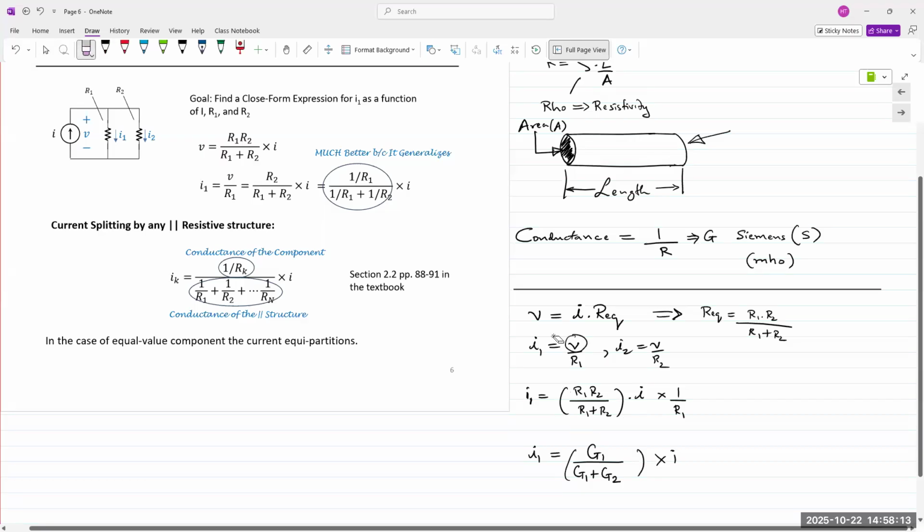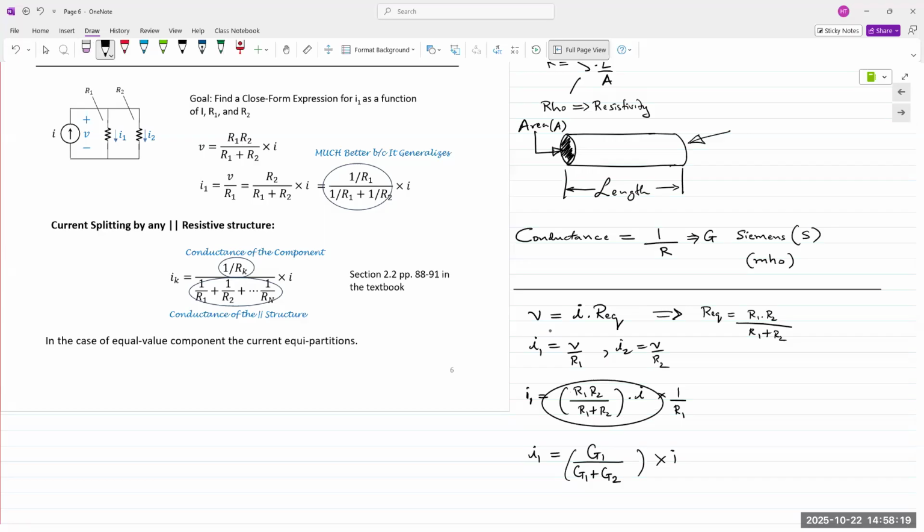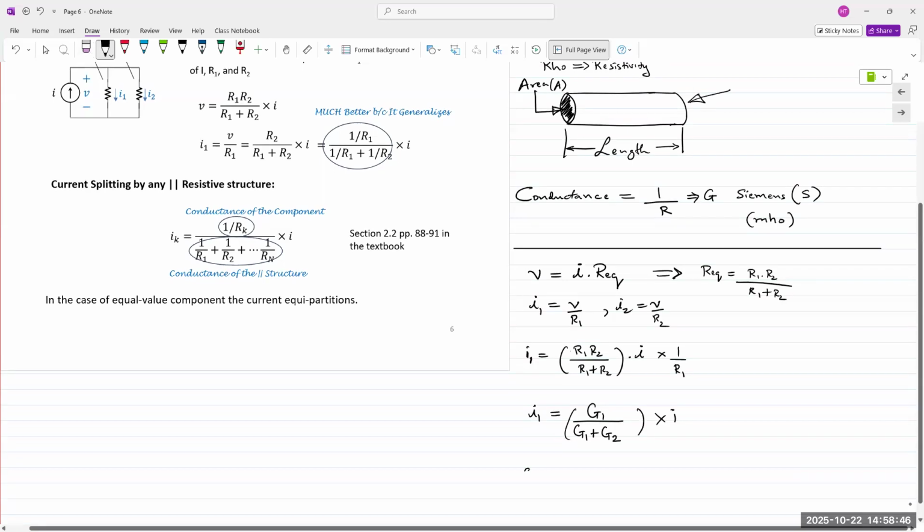So V over R1, this right here is V, and V divided by R1. That's what that equation is. Does that make sense now? Okay, that's all it is. And then 1 over R1 is G1. So G1 goes in the numerator. And then in the bottom, we have the reciprocal: 1 over R1 plus 1 over R2.